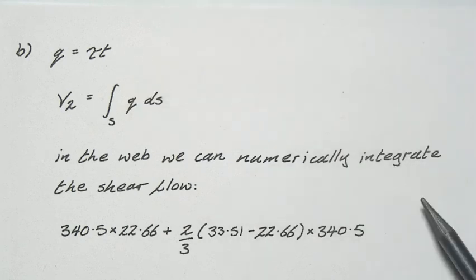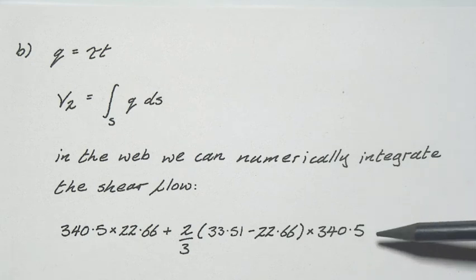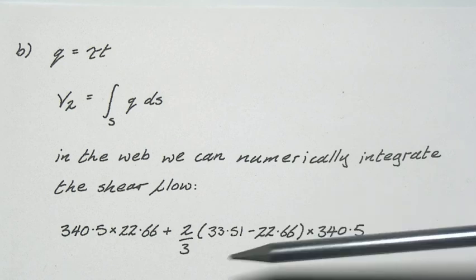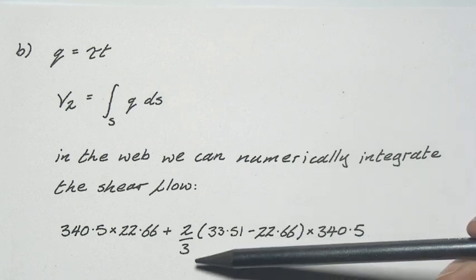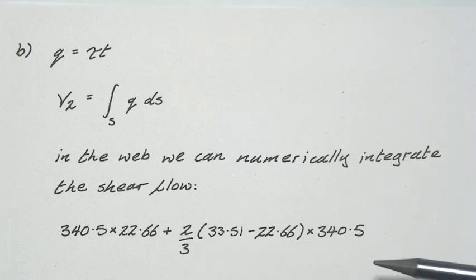So we're going to numerically integrate. What that means is I'm going to take a constant part. So this was the shear flow at the top and the bottom. Effectively that gives us a rectangular area if we multiply it by the total length of the web. And for the parabolic part, I know for numerical integration that if I take 2/3 of the area of the equivalent rectangle, that will return the contribution of the parabolic part.